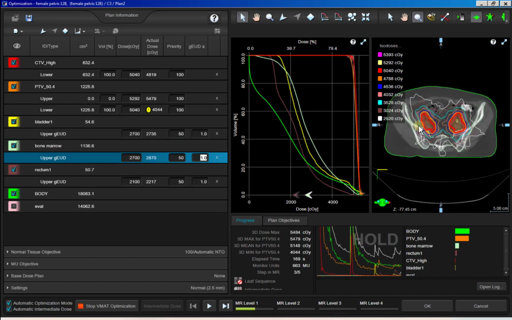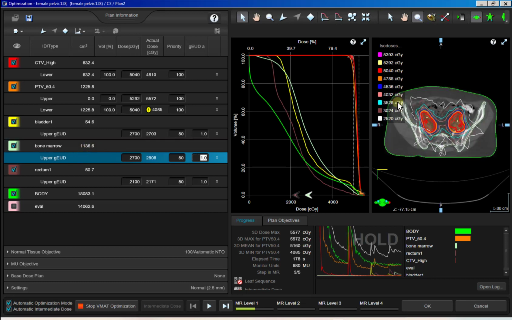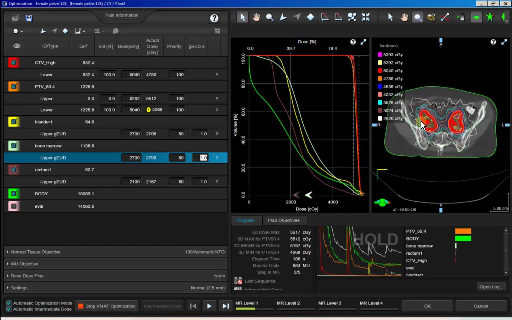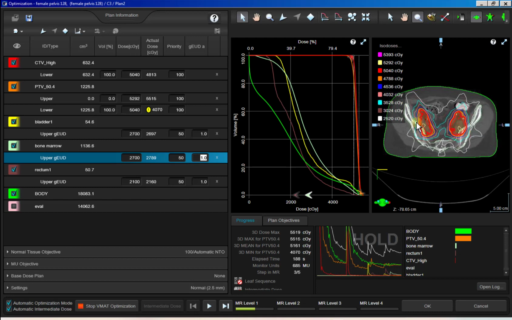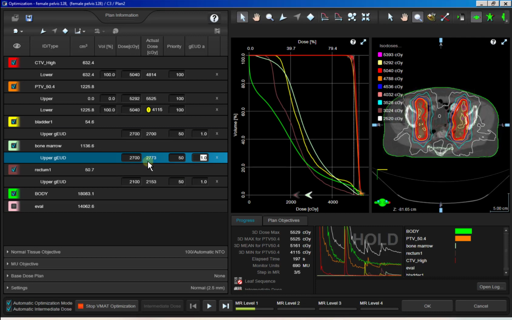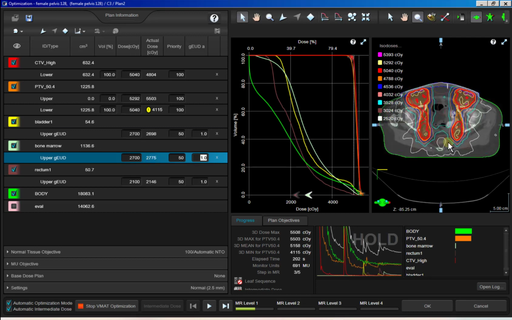Bone marrow obviously kind of wraps around the whole volume, so we'll try to lower it a little bit, but it probably won't go down much. But anytime you have an OAR that wraps around the whole volume, like your bowel bag, you just have to keep an eye on your dose distribution, because you can start creating some pretty weird dose distributions by pushing on a big volume that wraps around your target. But you can see it is coming down, and so far everything looks fairly normal.